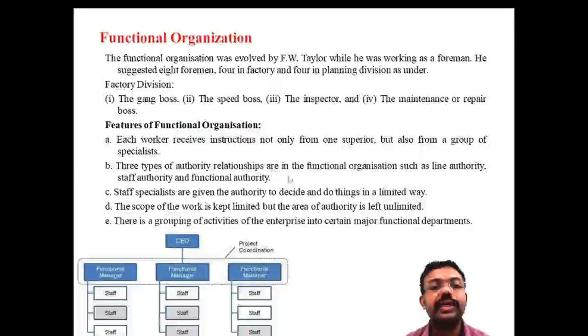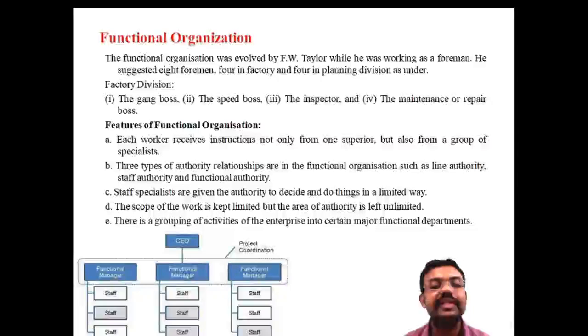And there are three types of authority: line authority, staff authority and functional authority. That means there is a line, there is a staff and there is a function. Okay, and the third one is that specialized staff are given. There are specialized persons. Staff are specialized and authority is assigned in a limited way. That means specialized persons are included in the organization. The scope of the work is kept limited, but the area of authority is left unlimited. That is a very important element.